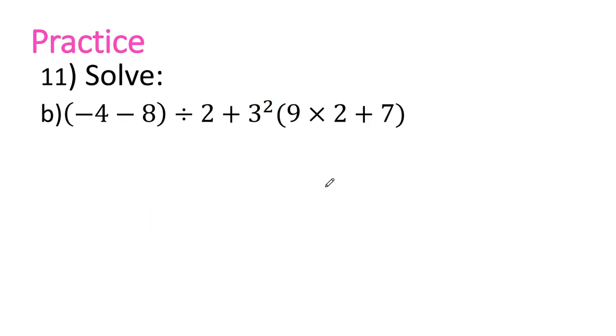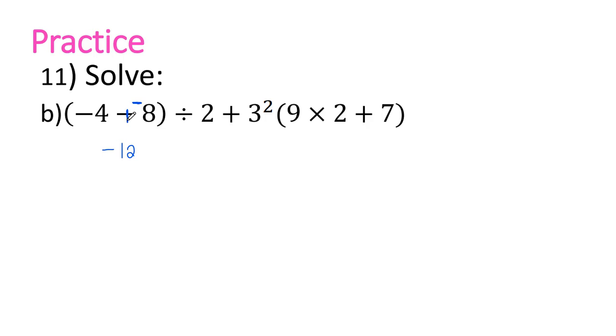This one, B, looks a bit scary, but it need not be. When we follow BEDMAS and go step by step, we're going to be just fine. So what we hone in on here is the fact that we have 2 sets of brackets. So we're going to solve both sets of brackets. The first set is negative 4 minus 8, so we're going to add the opposite. Negative 4 plus negative 8 results in a negative 12.